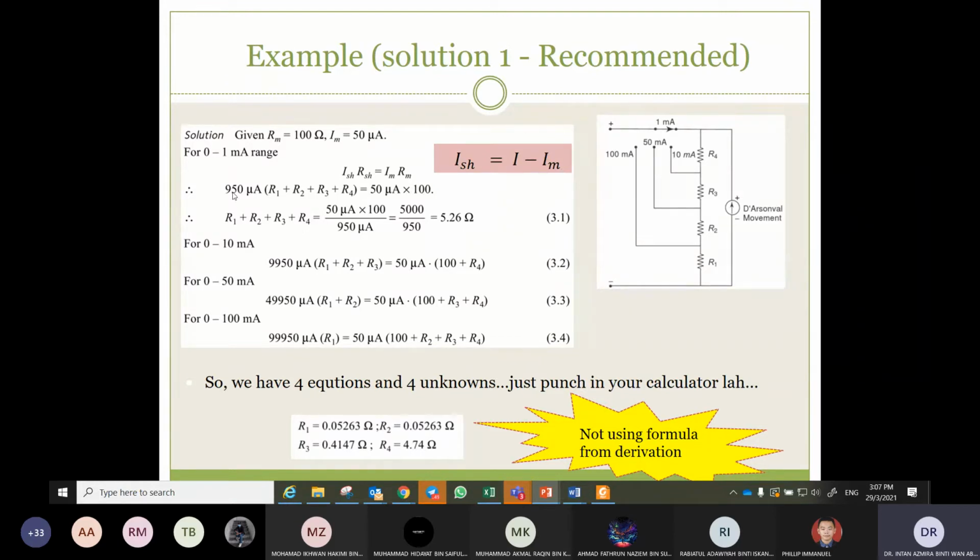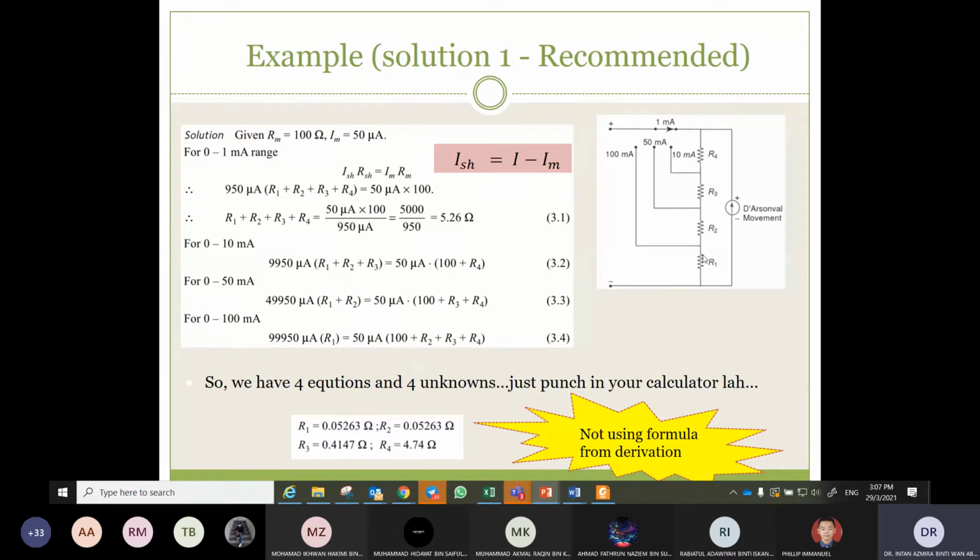So 950 microamp. Okay, in the bracket, R shunt is all the R1 plus R2, 3, and 4, equal to Im, with Rm given. So the summation of all R is equal to 5.26 ohm. Now we cannot find R1, R2, and R4 yet.